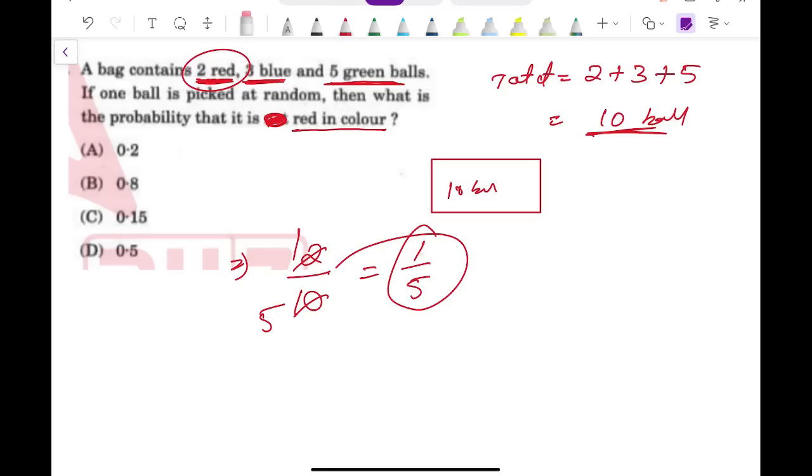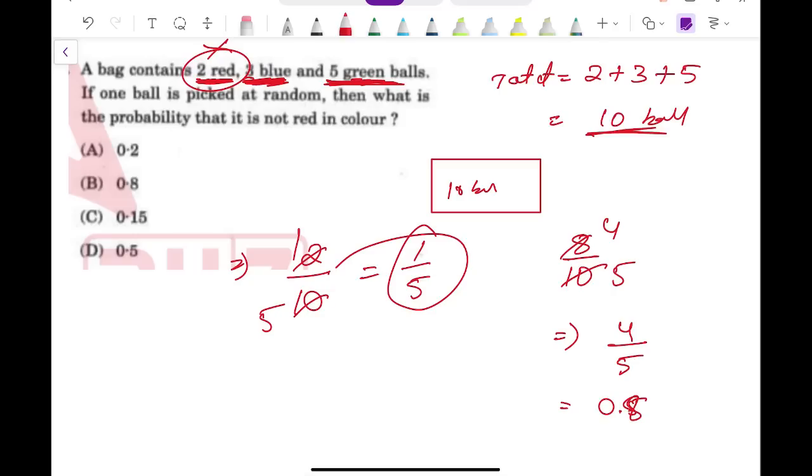But the question here requires what? Not red. That means leaving out red, how many balls are there? There is 3 plus 5, 3 blue and 5 green, which is 8 total. 3 plus 5 is 8. Out of how much? 10. So 2 4s are 8, 2 5s are 10. So the ratio here is 4 divided by 5. If we divide this one, you will get 0.8. So the answer here is 0.8.